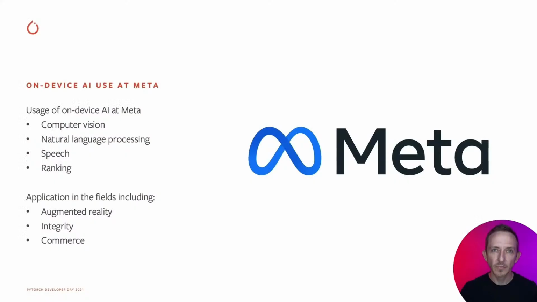But first, what is on-device AI used for at Meta? Our usage covers a wide range of fields, from computer vision to language, speech, and ranking. The application domains also vary from augmented reality to integrity and commerce, to name a few. We have new teams showing interest in deploying AI on-device every day in new exciting fields. And now, let's look at how far we've taken some of these deployments.